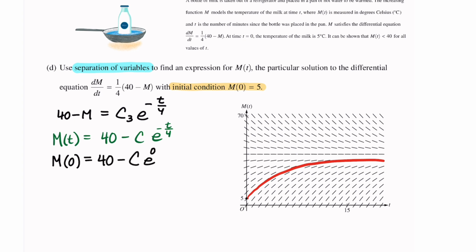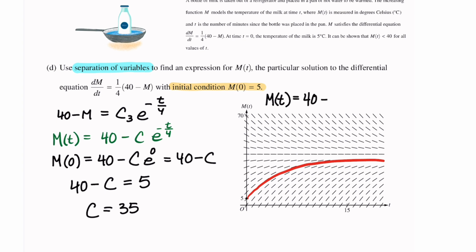And plugging in t equals 0, we know that that'll give us a value of 5. So substituting that into our equation, we found that arbitrary constant here, now not so arbitrary, it is equal to 35. So now, substituting that back into our equation, we have our particular solution, m of t is equal to 40 minus 35 e to the negative t over 4 power. And that is the red curve we have graphed below.